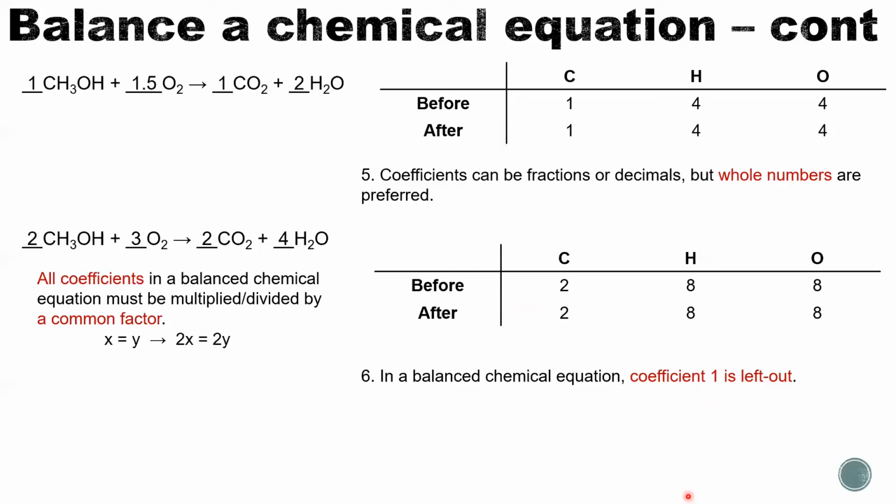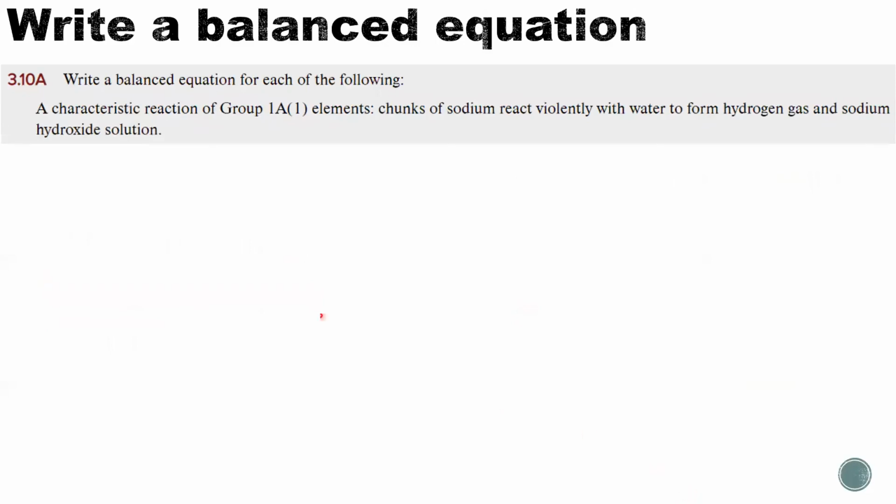All right, with the 6 steps, we can balance a chemical equation. Let's take a look at a question. Write a balanced equation for each of the following. A characteristic reaction of group 1A elements: a chunk of sodium reacts violently with water to form hydrogen gas and sodium hydroxide solution. What is the chemical equation corresponding to this reaction?